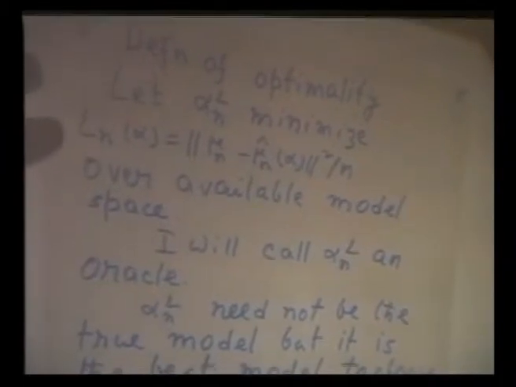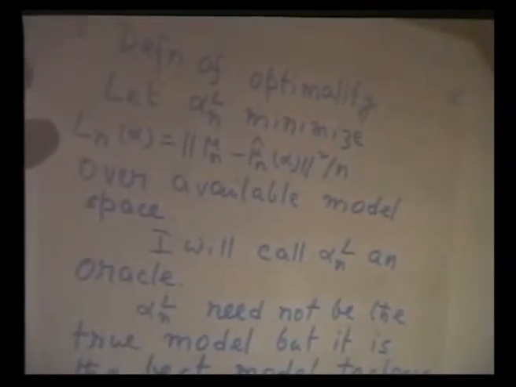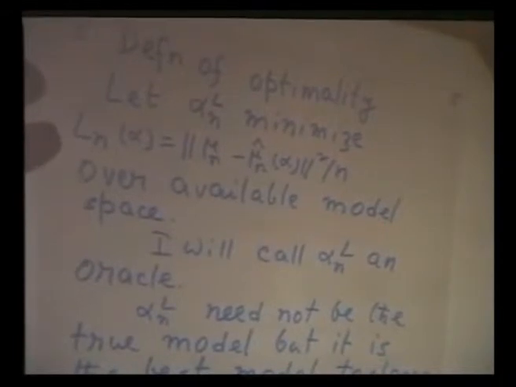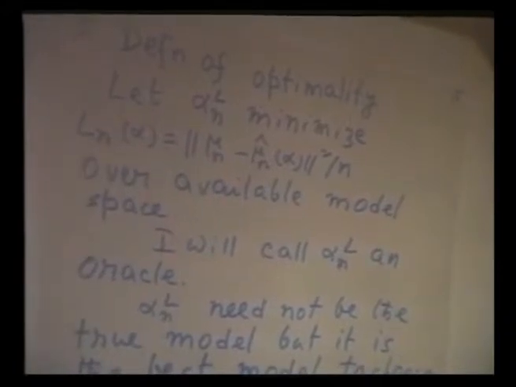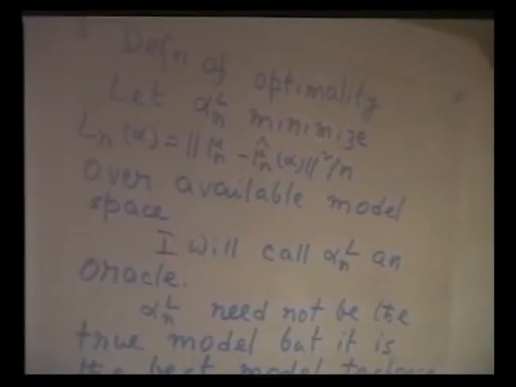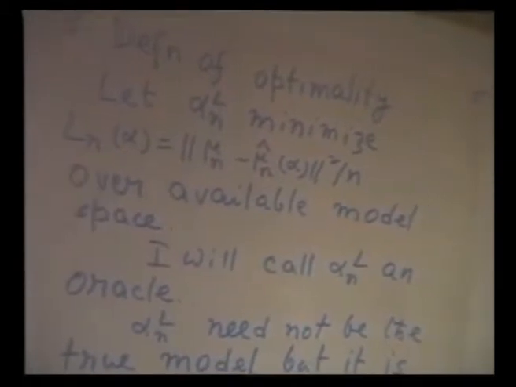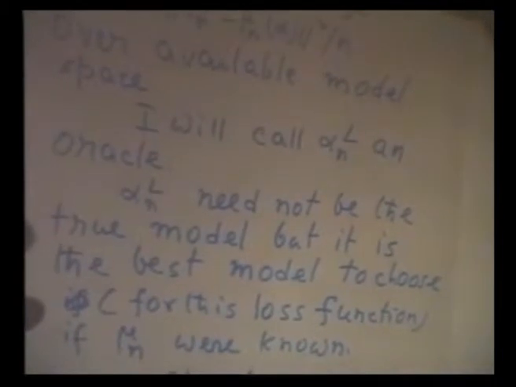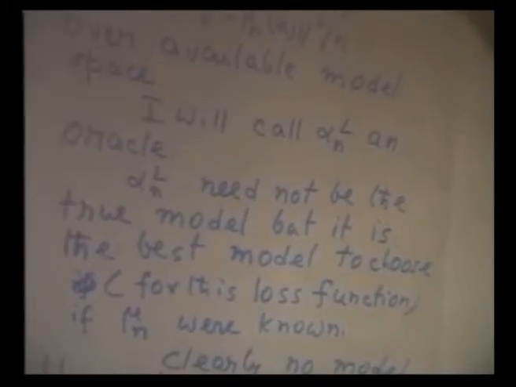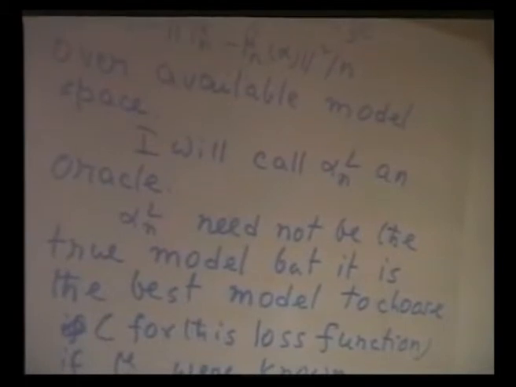We sort of settled for this loss function. We know that it differs from the prediction loss of Akaike by a sort of constant, in the sense of not depending on alpha. It's a random variable, and it depends on the parameters, but it doesn't depend on alpha. So the object is to do as well as alpha L that minimizes this.